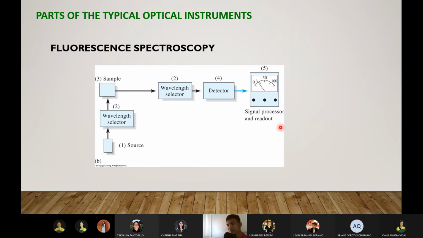Take note that for fluorescence spectroscopy, the detector and the source are perpendicular to one another, and there are two wavelength selectors. For the reason that our sample will glow, it will emit many colors again. So you need to filter it.